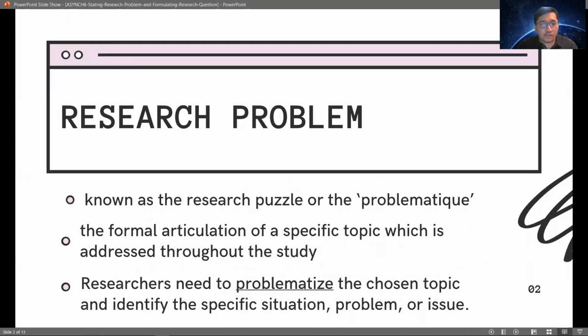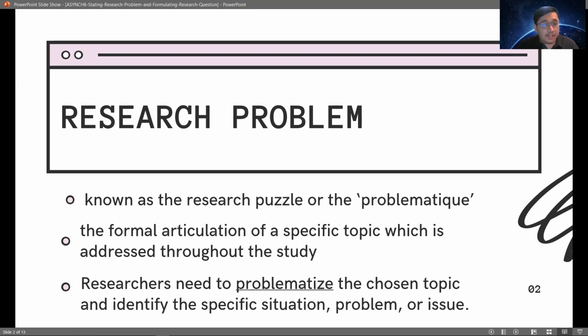When we say the research problem, this is also known as the research puzzle, or what is known as the problematic. This is the very problem or the very question that will guide our entire study, and this is the very problem that we will have to look for solutions to. If this is a research question, then this is the main question that we should look for answers to whenever we gather our data.